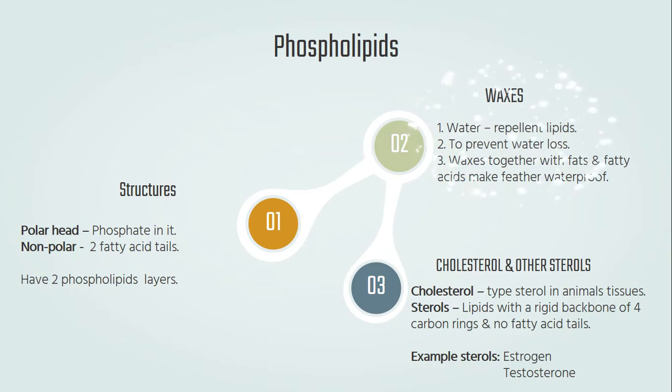Next, wax, which repels water. The function is to prevent water loss, and wax together with fat and fatty acid makes feathers waterproof. Lastly, cholesterol and sterol. Cholesterol is the type found in animal tissue. The sterol is a lipid with a rigid backbone of 4 carbon rings and no fatty acid tails. Examples of sterols are estrogen and testosterone.